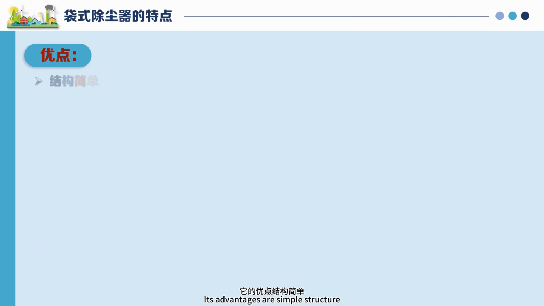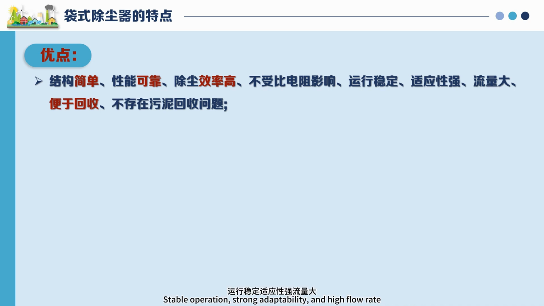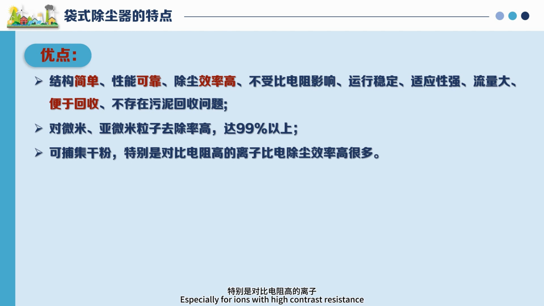Its advantages are simple structure, reliable performance, high dust removal efficiency, and no influence of specific resistance. Stable operation, strong adaptability, and high flow rate. Easy to recycle, with no sludge recovery problem. High removal rate for micron and submicron particles, over 99%. It can trap dry powder, especially particles with high specific resistance, and is much more efficient than electric dust removal.